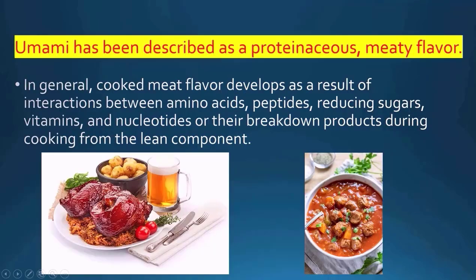Yummy has been described as a proteinaceous meaty flavor. In general cooking, meat flavor develops as a result of interaction between amino acid, peptide, reducing sugar, vitamin, and nucleotide or their breakdown product during cooking from the lean components.